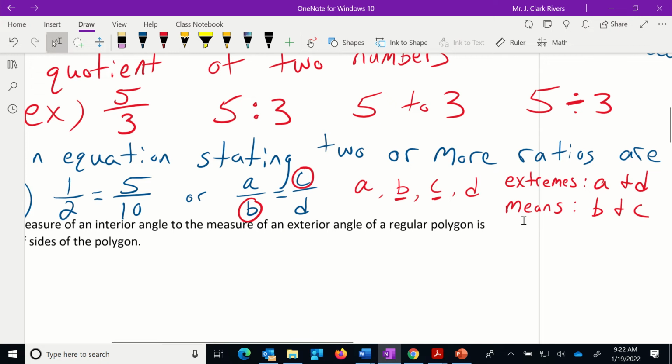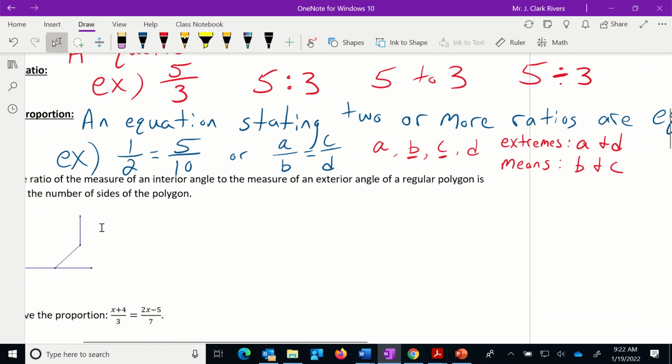So these are two vocabulary terms you've not seen before. They're not overly complex. The top left, the bottom right, those are the extremes. The bottom left, the top right, those are the means. So just keep that in mind today. So over here in 1/2 equals 5/10, 2 and 5, those are the means. Questions on that? Okay.